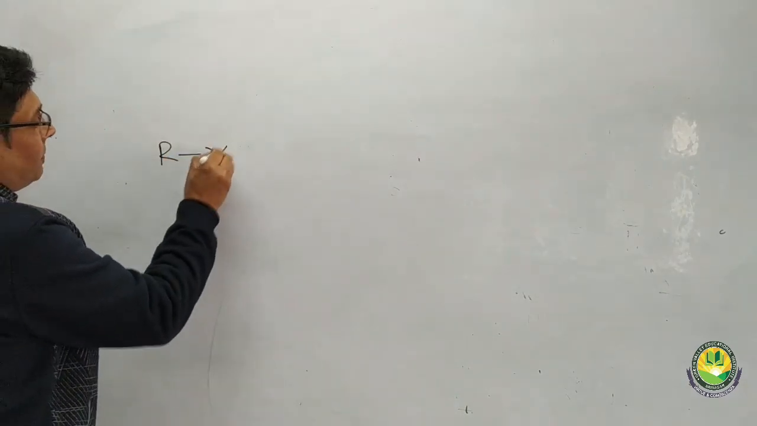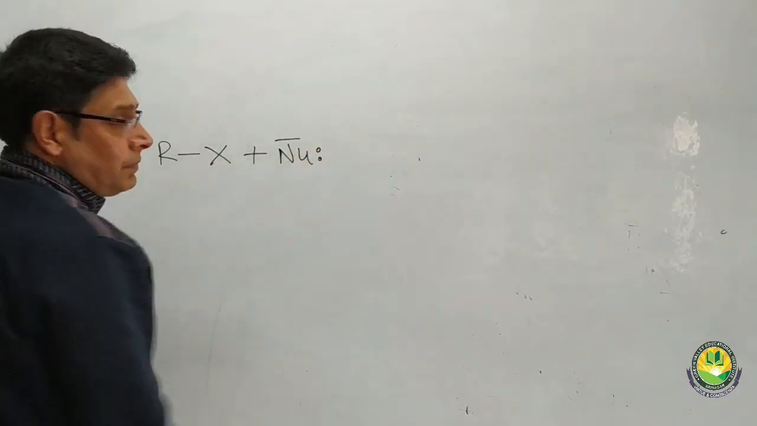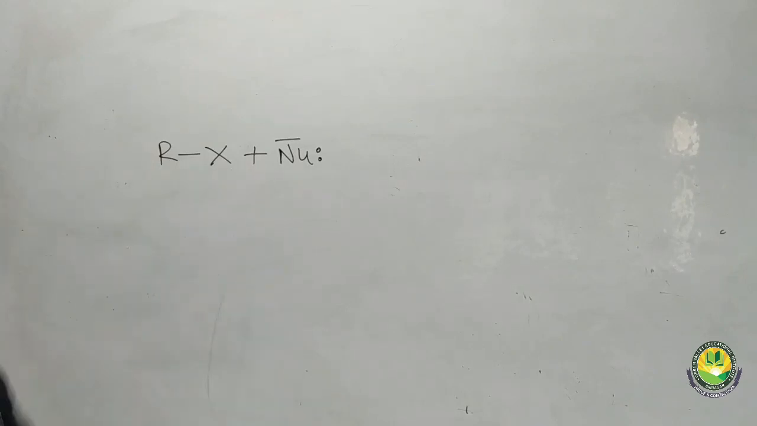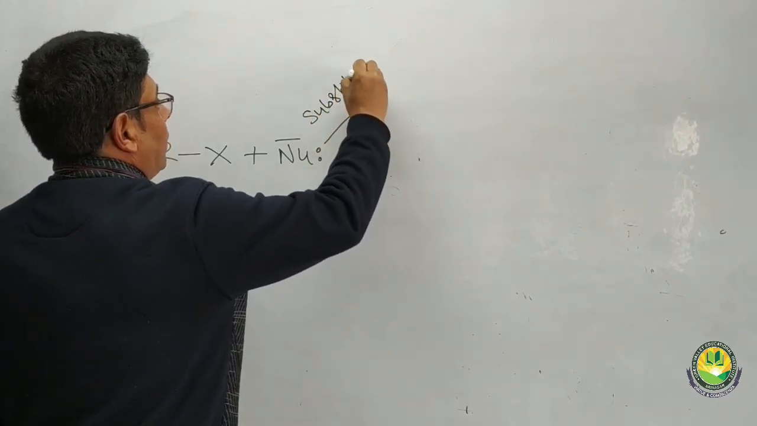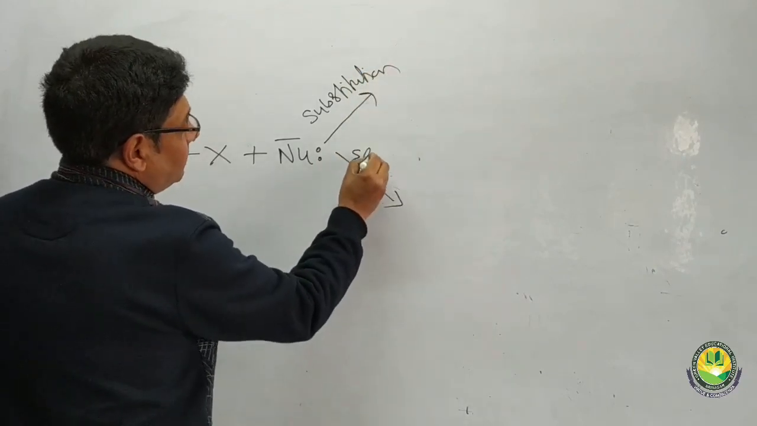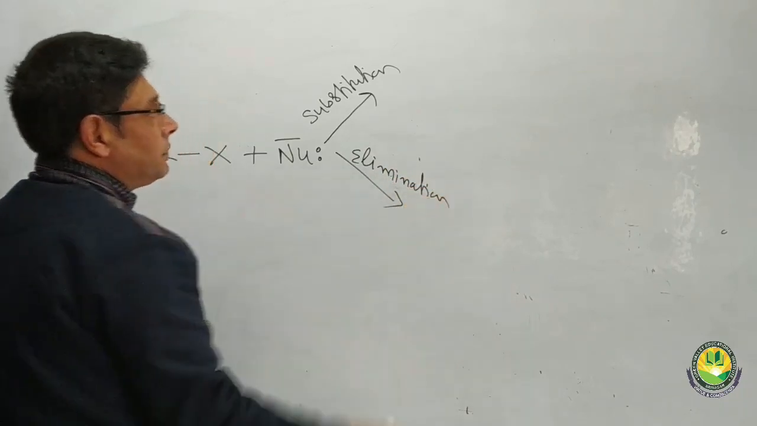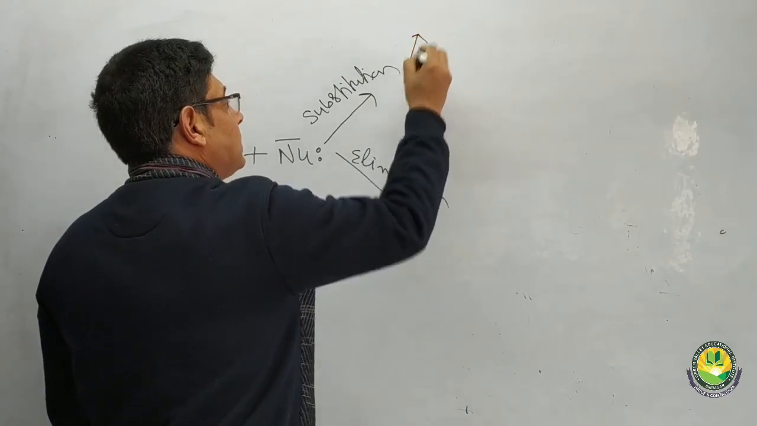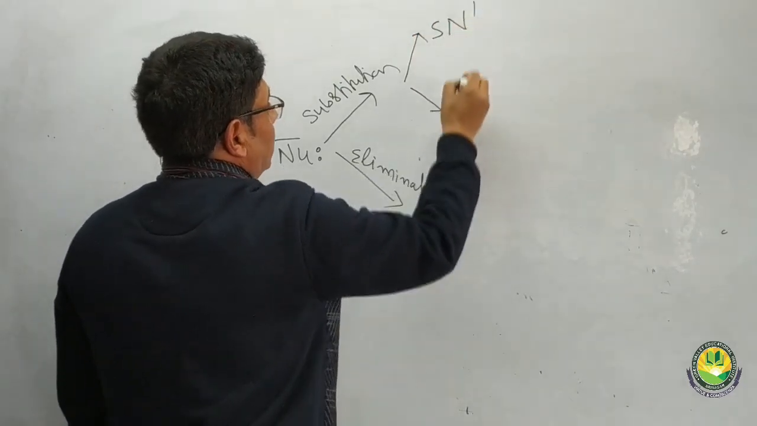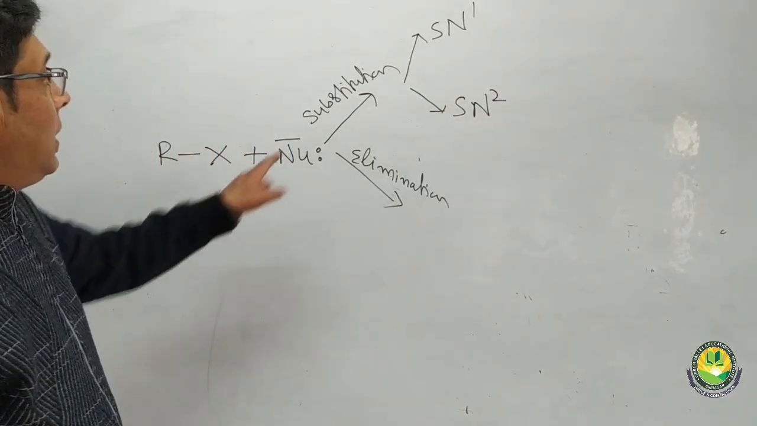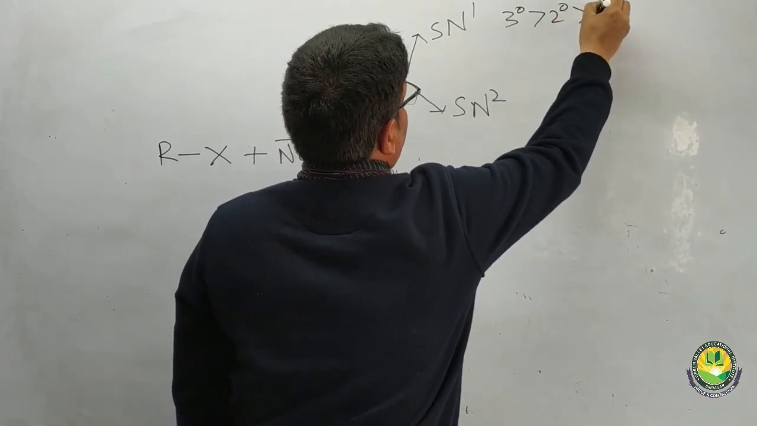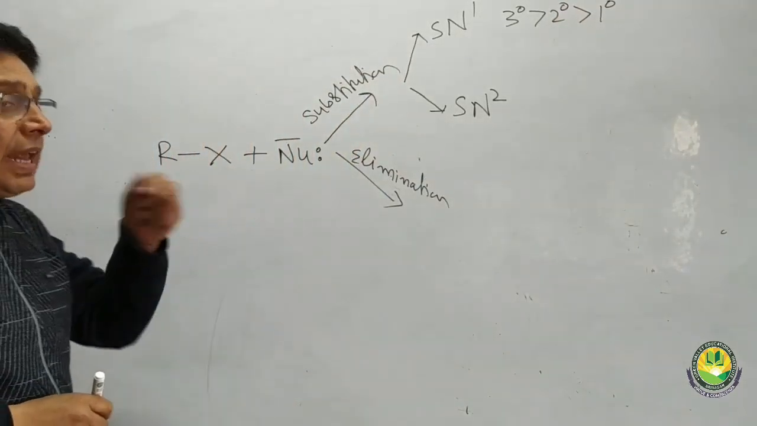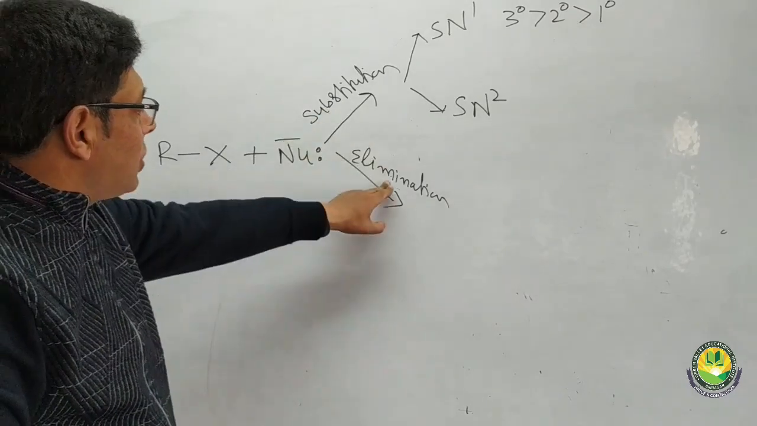Therefore, we have got like this now. This is alkyl halide plus nucleophile. Now it's very important. Alkyl halide plus nucleophile can undergo substitution, can undergo elimination. Elimination can take place by SN1. It can take place by SN2. If elimination takes place by SN1, order of reactivity is tertiary, secondary, primary. When alkyl halide reacts with nucleophile, it can undergo substitution or elimination.